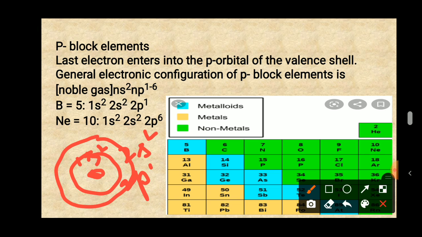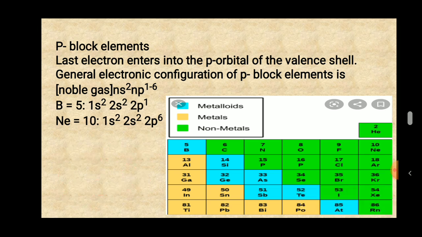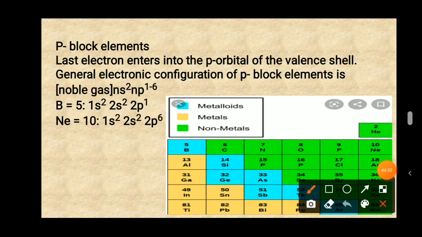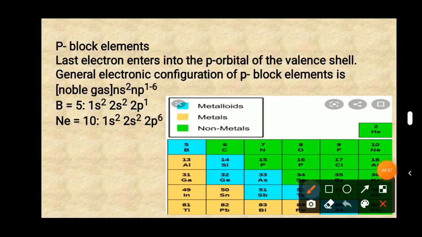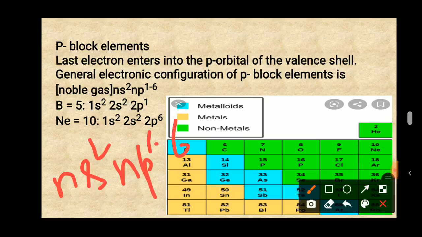Based on that, what electronic configuration are we supposed to write? That is ns2, np1 to 6. 2s2 is completely filled, so ns2. But for np, we have 2p1, 2p2, 2p3, 2p4 up to 2p6 in neon. Based on that concept, it is np1 to 6.